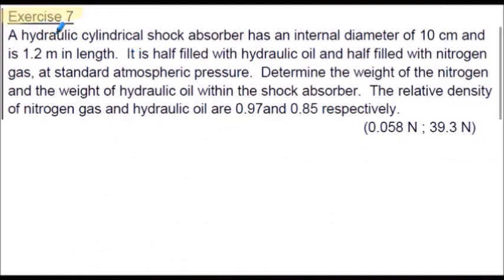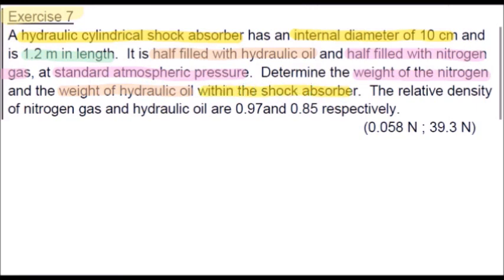Exercise 7. A hydraulic cylindrical shock absorber has an internal diameter of 10 centimeters and is 1.2 meters in length. The shock absorber is half filled with hydraulic oil and half filled with nitrogen gas at standard atmospheric pressure. We're asked to determine the weight of the nitrogen and the weight of the hydraulic oil contained within the shock absorber. We're given the relative density of nitrogen gas and hydraulic oil as 0.97 and 0.85 respectively.